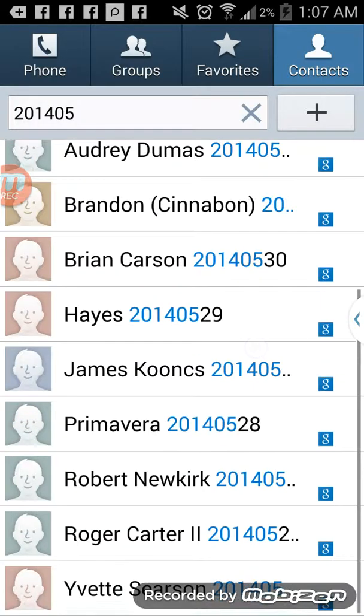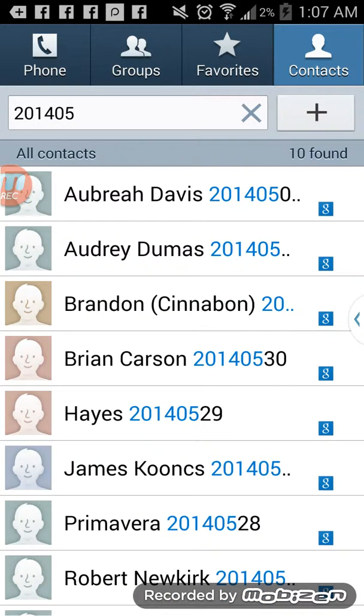Now, if someone comes up under that filter, but they don't have anything behind their name as far as the date, that means that 2014-05 is probably a part of their phone number, their email address, or something else in the notes section. So it's not a prospect, and I know that. But look at these people I met in May of 2014.